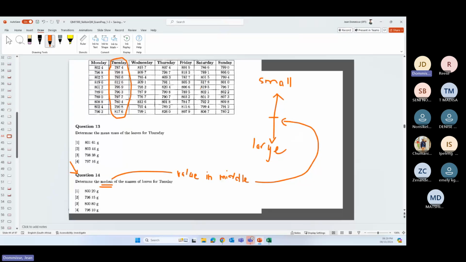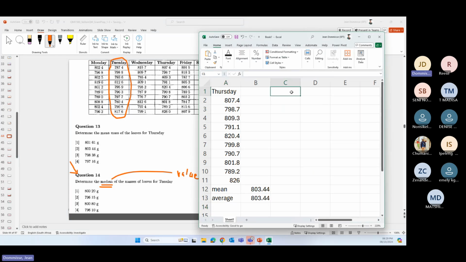So automatically you can see, okay, we've got 10, but look, it goes up, down. So we actually need to organize that from small to large before we can get to the median. So we need to look at the Tuesday one.